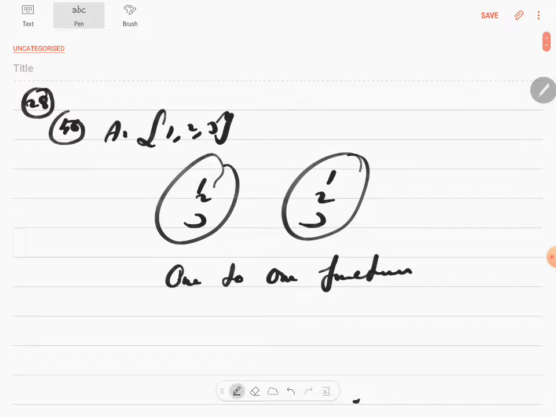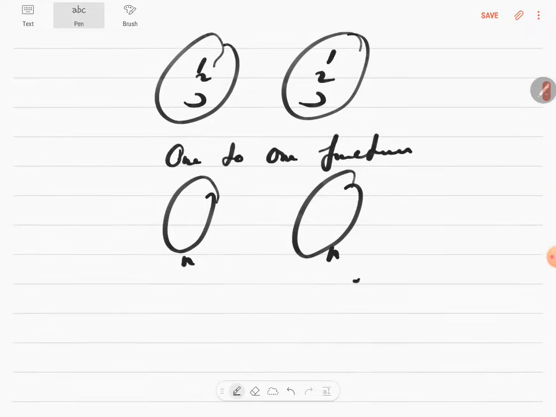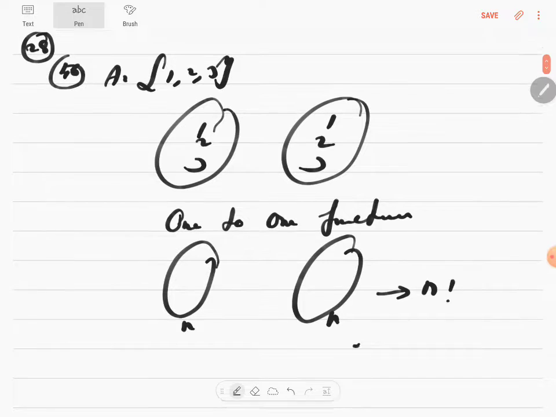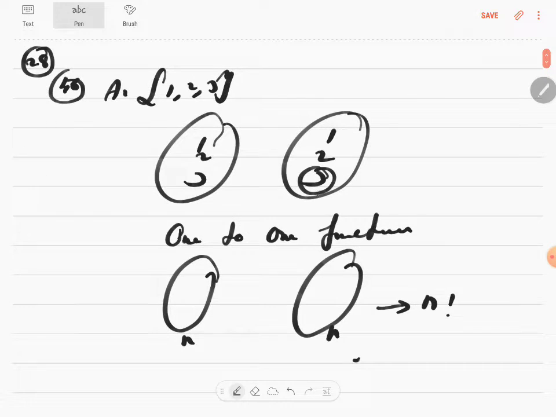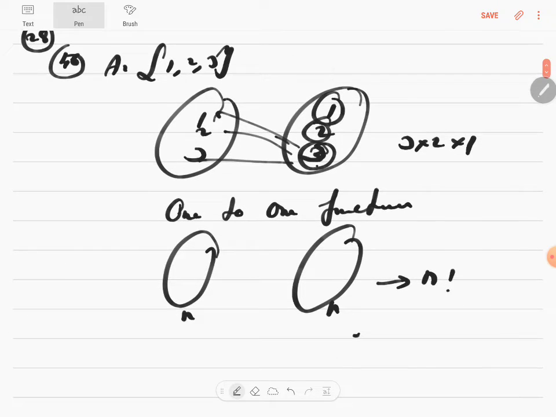One-to-one means 1 has to be mapped to 1 only. If there are n elements in this set and n elements in this set, the formula for one-to-one functions will be n factorial. How they got it: this 3 can be mapped in 3 ways, separately in different functions. This 2 can be mapped in 2 ways because this 3 would have been already mapped to 1. So 2 can be mapped in 2 ways and this 1 in 1 way, so that's 3 into 2 into 1. You have to take what is on the right side and start mapping it. So the formula is n factorial.